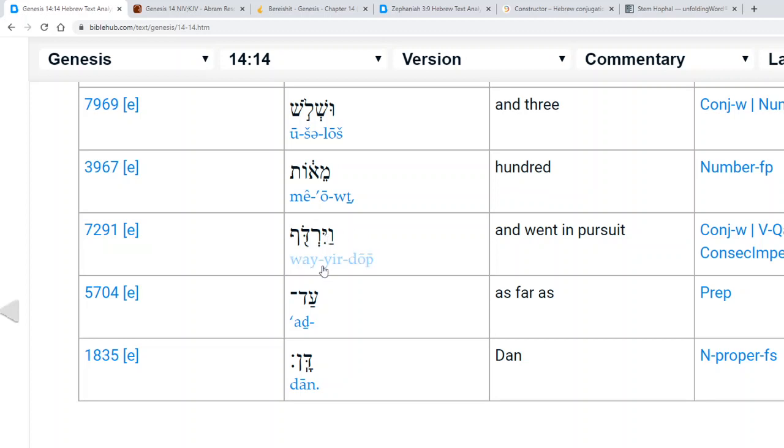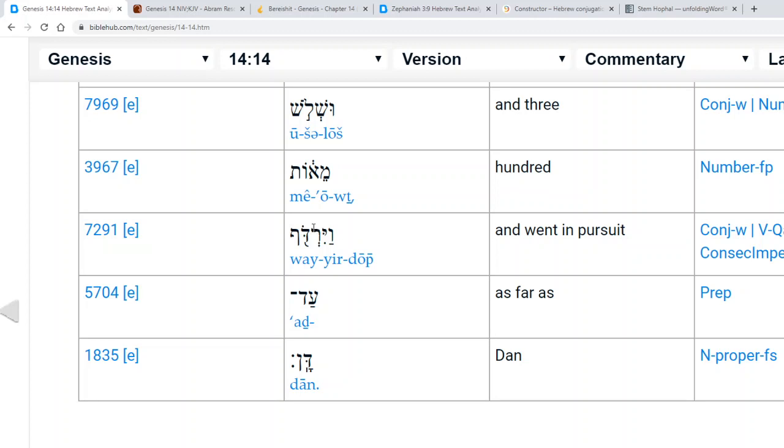Vayirdof ad dan. So conjunctive vav, the yud turns it into the imperfect, but it's getting flipped by the vav. The root here is resh daled pei, right? And this shows up several times because we talk about the rodef, right? The person, goel hadam, person who pursues him, right?